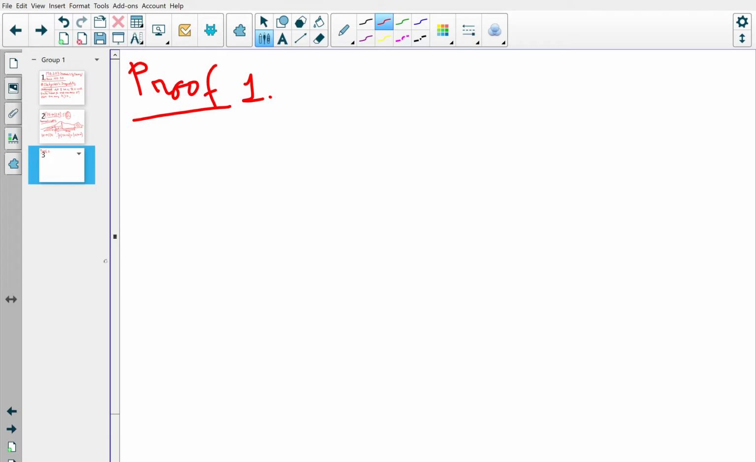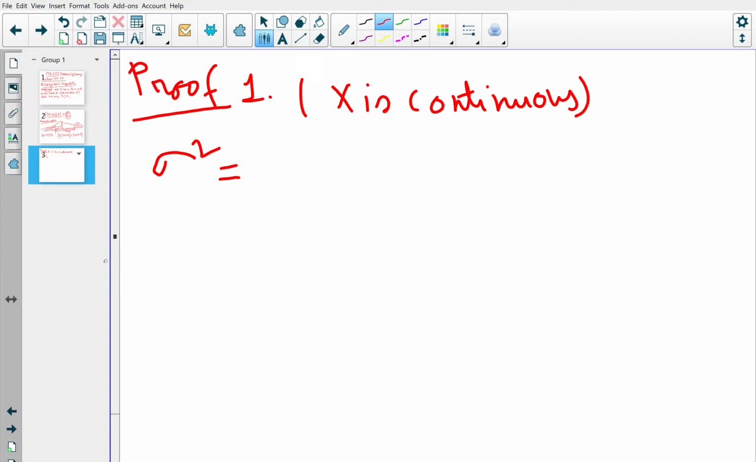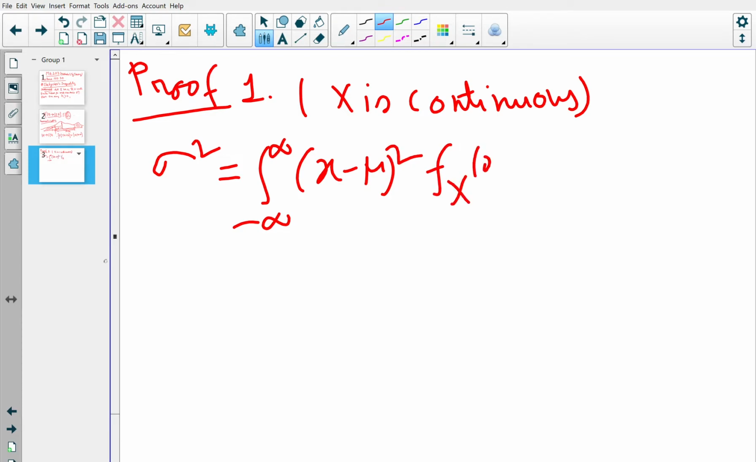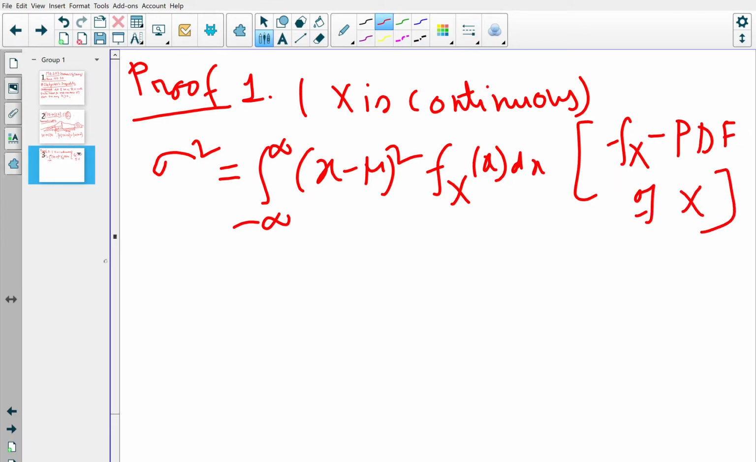So how to prove it? You start with the variance, which is sigma squared. I'm assuming that x is continuous, but for discrete you can have a similar proof. Then you can write this as the integral from minus infinity to plus infinity of x minus mu squared, by definition, times f of x dx. And what is f of x? This is the pdf of x. Okay, so this is by definition.